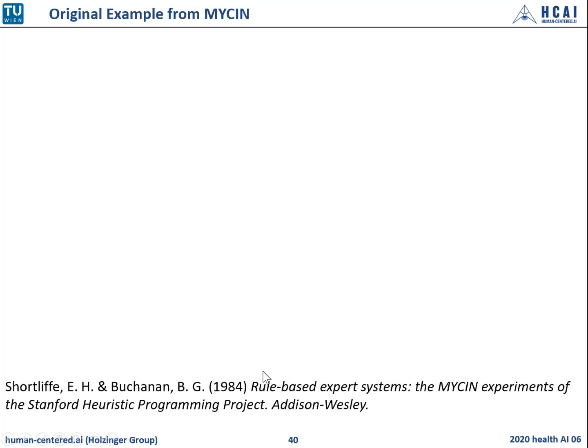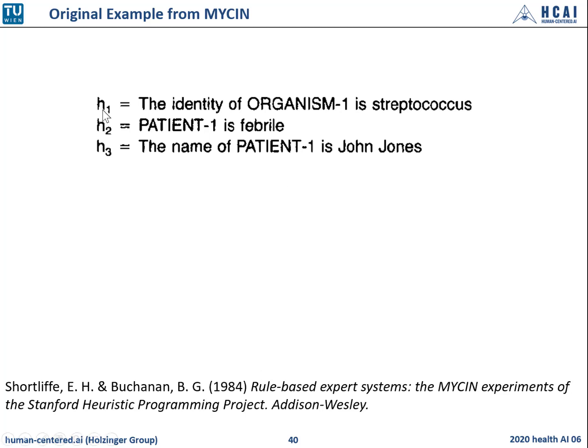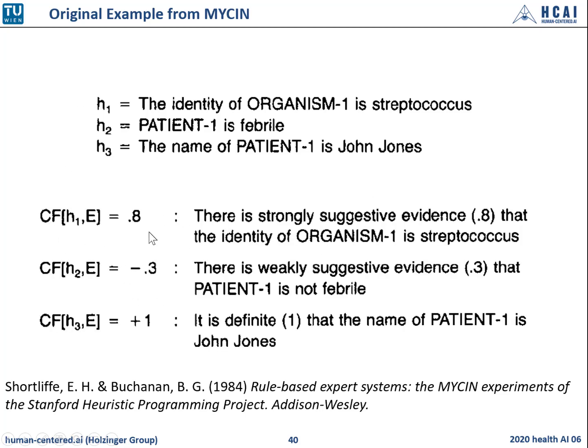So here is an original example from Mycin to make it clear. This is from a later publication from Shortliffe and Buchanan, 1984. Here we have hypothesis 1, hypothesis 2 and hypothesis 3 as an example, and then you have certainty factors. For example, for hypothesis 1, it is 0.8. So there is strongly suggestive evidence, 0.8, that the identity of organism-1 is Streptococcus. Okay? And the certainty factor of H2 is -0.3, so there is weakly suggestive evidence, 0.3, that patient-1 is not febrile. And certainty factor H3 is +1, it is definite that the name of the patient is John Jones. So this Mycin example makes the certainty factor, I think, clear.